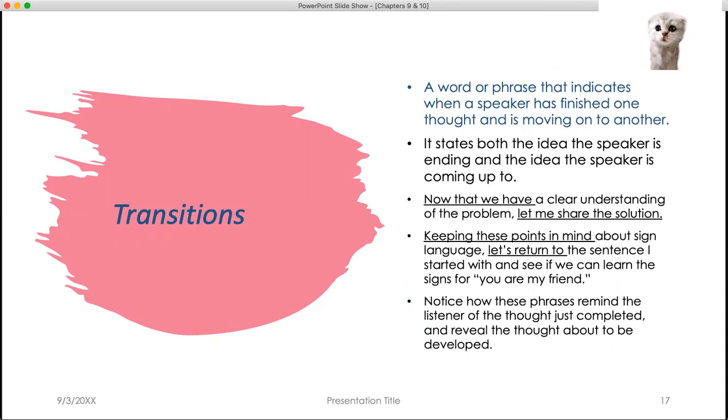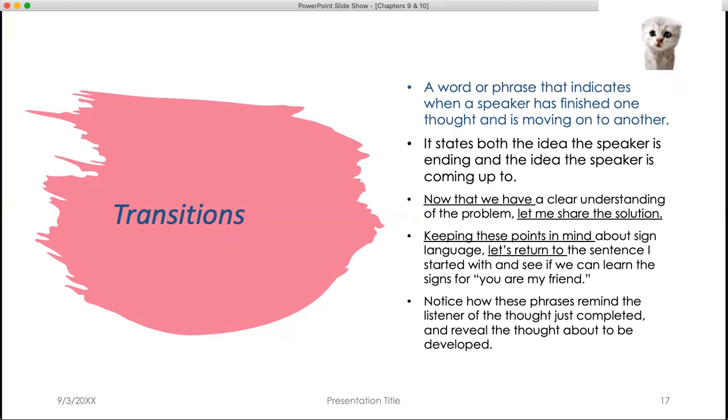Transitions are words or phrases that indicate when the speaker has finished one thought and is moving on to another. It states both the idea that the speaker is ending and the idea that the speaker is coming up to. Here's an example. Now that we have a clear understanding of the problem, let me share the solution.